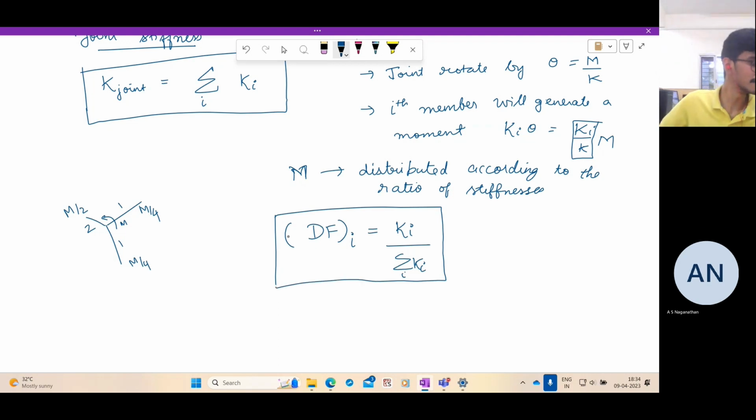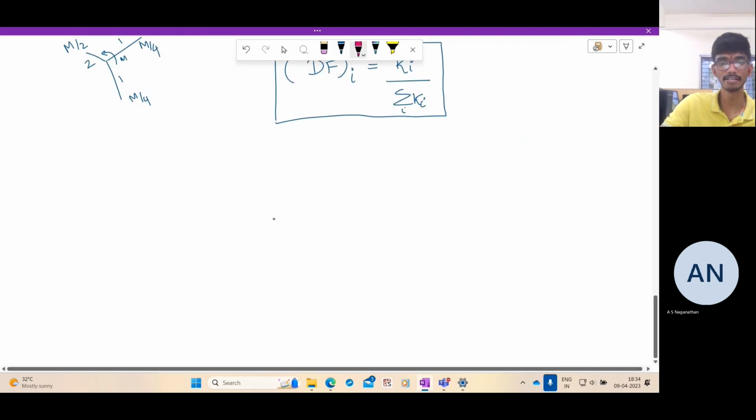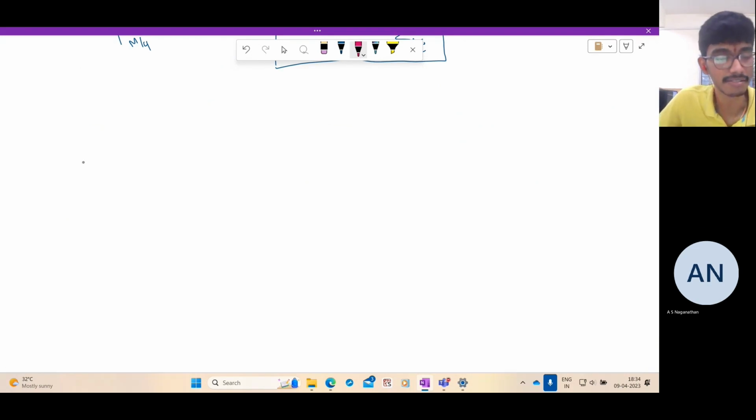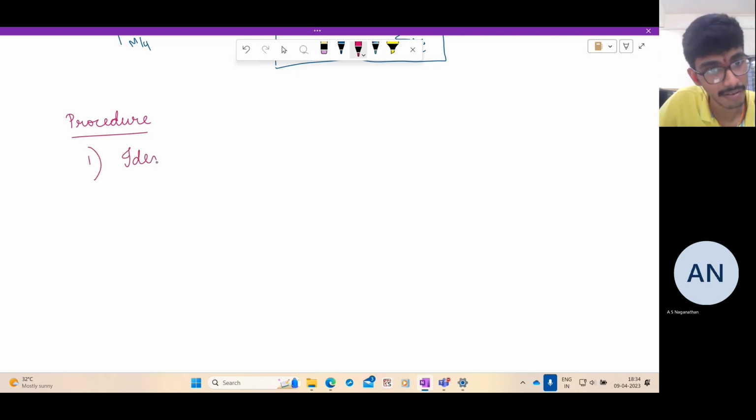Now let us look at a step-by-step procedure of how to use the moment distribution method. The key idea is, as usual, first to identify the joints where a rotation is possible, that is, determine the degree of kinematic indeterminacy. So the procedure: the first step is to identify the joints and their distribution factors.